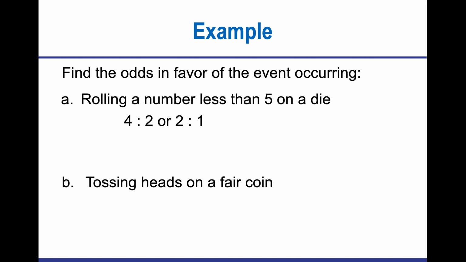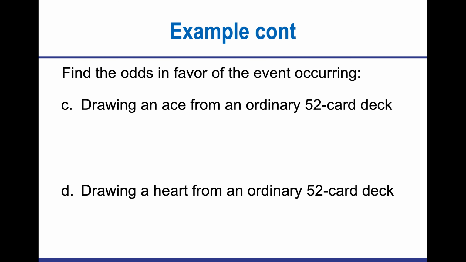If I want to toss heads on a fair coin, there is one way to toss heads. There is one way to toss tails, so it's a 1 to 1. Here I'm looking at drawing an ace from an ordinary 52 card deck. Well, there's 4 aces, that's my favorable outcome, and there's 48 cards in the deck. So there's 48 other ways not to get an ace, or a 1 to 12.